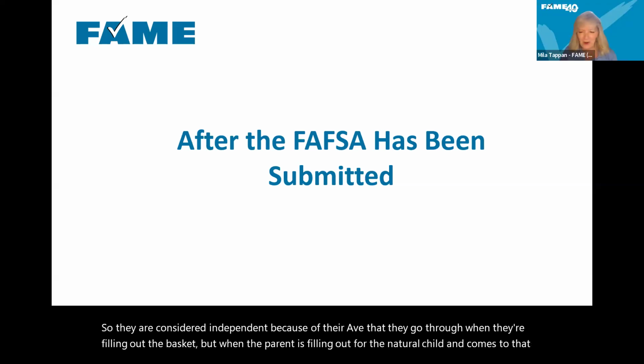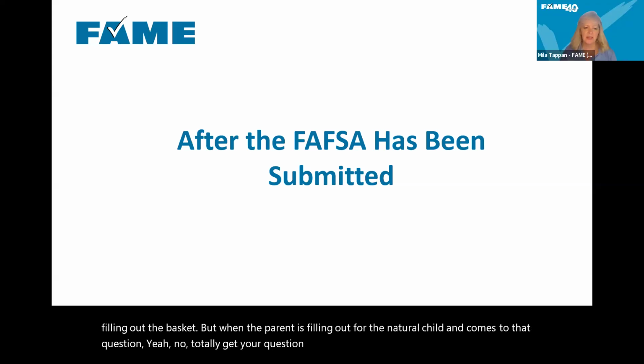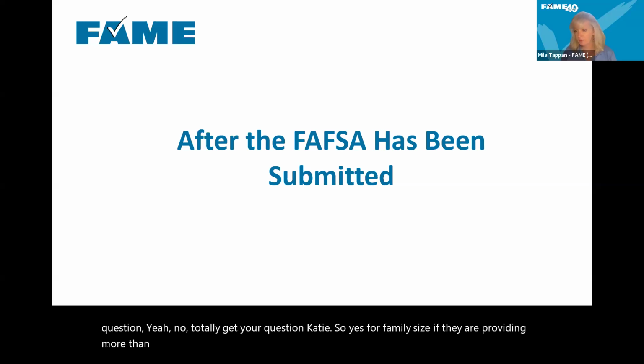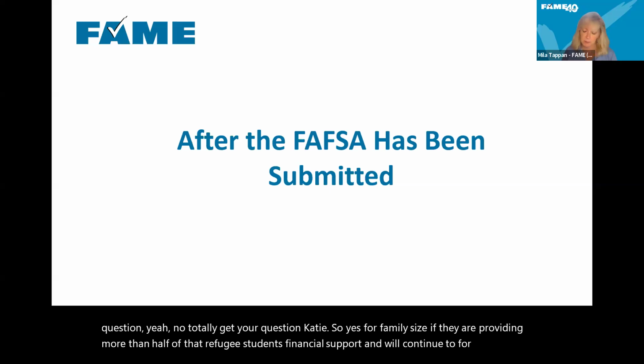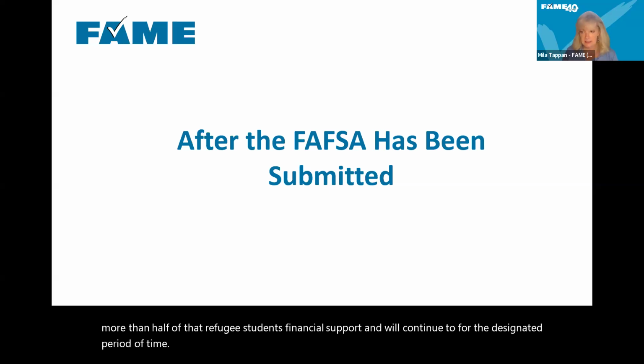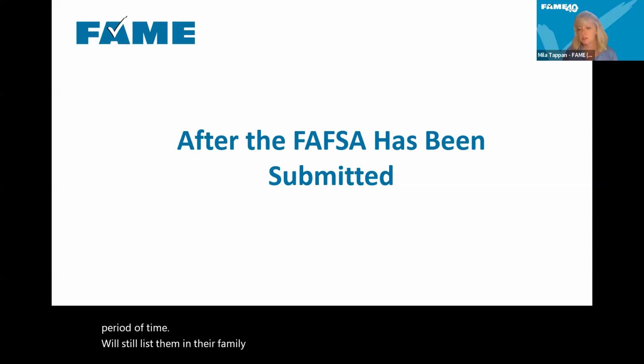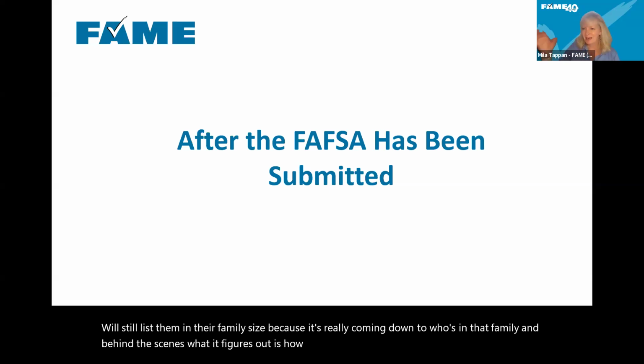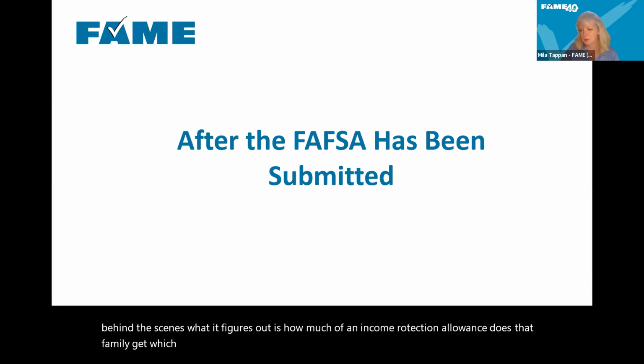Yeah, no, totally get your question, Katie. So yes, for family size, if they are providing more than half of that refugee student's financial support and will continue to for the designated period of time, they will still list them in their family size. Because it's really coming down to who's in that family, and behind the scenes, what it figures out is how much of an income protection allowance that family gets, which comes down to who they are supporting financially. Okay.